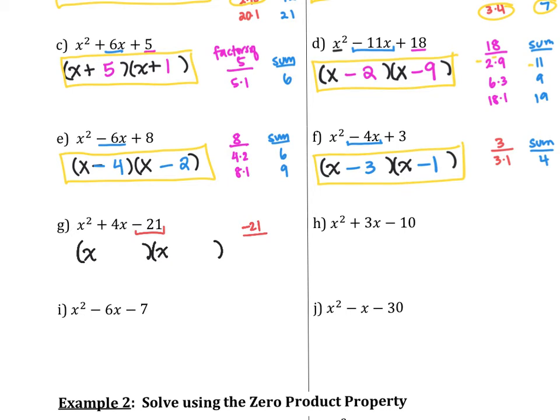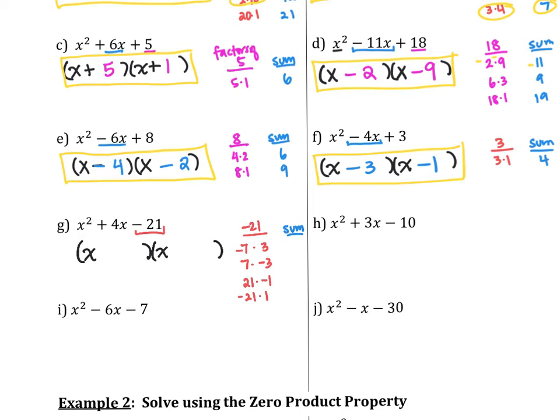So what could it be? It could be 7 times 3, but I have to make one of them negative. It could be 7 times negative 3. What else? 21 times negative 1. Negative 21 times 1. I can switch the negatives back and forth depending on what I want it to equal.